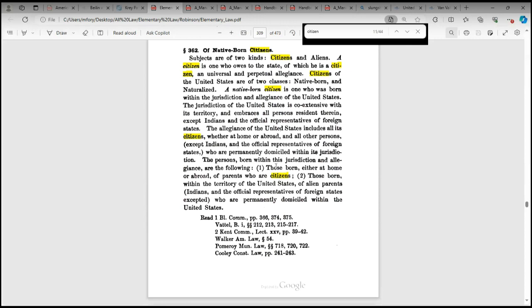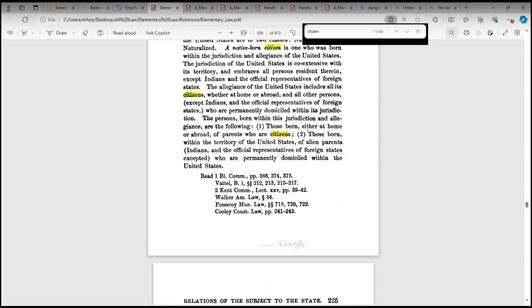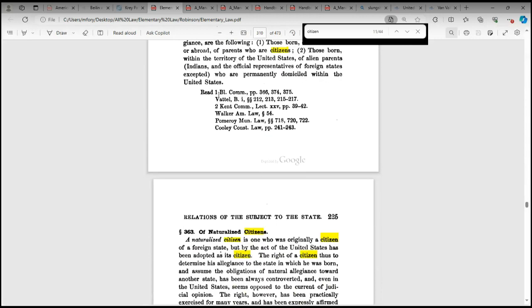The persons born within the jurisdiction and allegiance are the following: number one, those born either at home or abroad of parents who are citizens. Number two, those born within the territory of the United States of alien parents, Indians and official representatives of foreign states excepted, who are permanently domiciled within the United States. And again, they give you additional reading here. They give you Pomeroy municipal law and Cooley's constitutional law, in addition to the others. I never read Vattel. I can't find it.